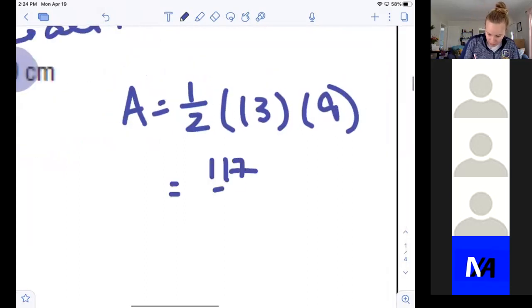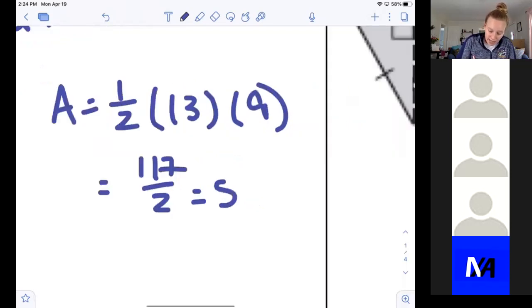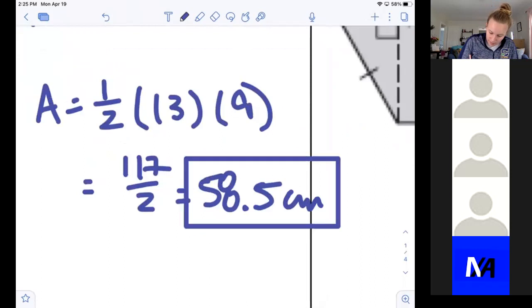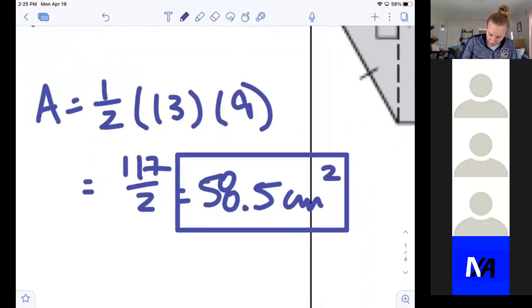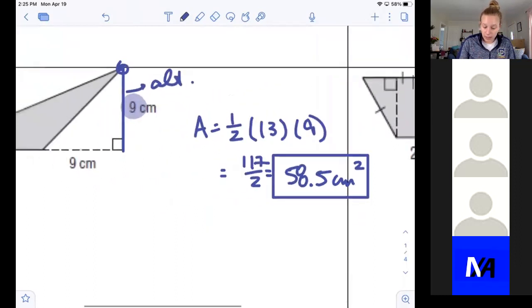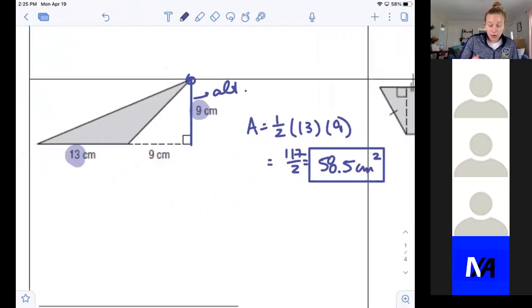So you get 117 over 2, but you can make that a decimal and it's a really nice decimal, 58.5. And this unit is centimeters. Don't forget to do centimeters squared. I almost forgot just now. You can leave it as a fraction. You could also make it a decimal. I'm okay either way here. So if all I asked for was area, I didn't have to find anything else. However, I do want perimeter, so now I need to do some solving. Anybody have any questions with area before I move to perimeter?